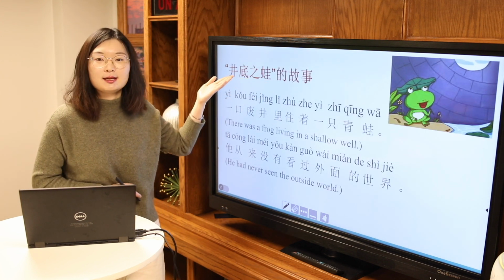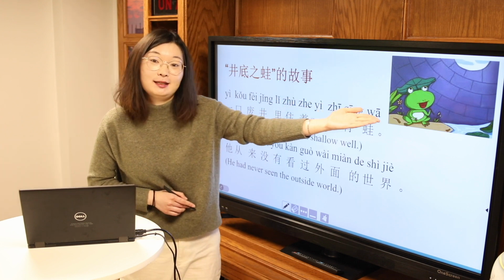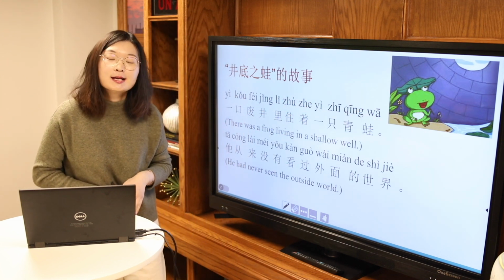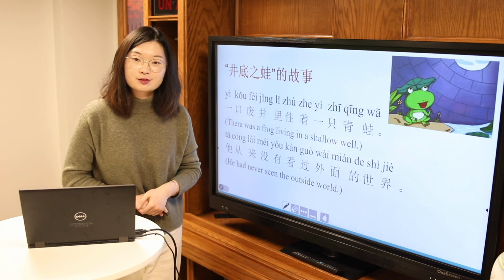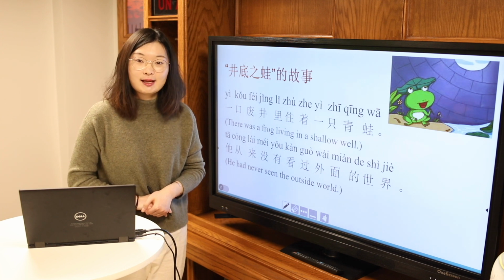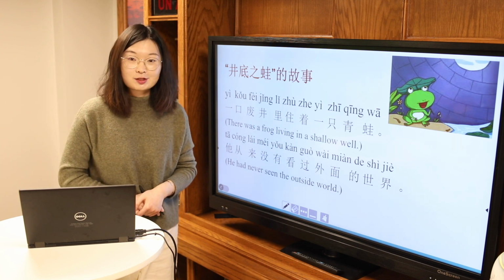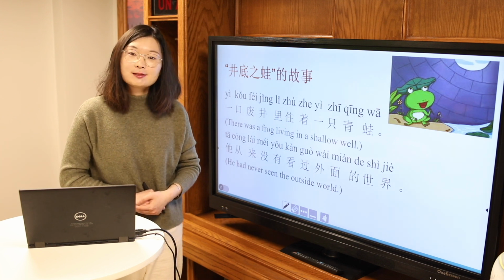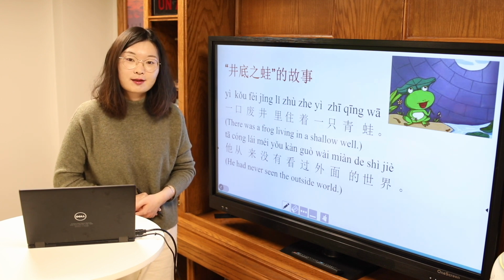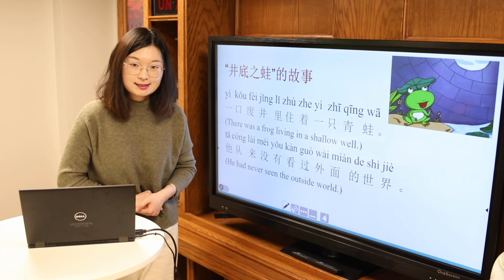of 井底之蛙. 井底之蛙的故事. So like usual, we're going to read the story together in Chinese, and then I'll explain it to you to make sure you understand. After that, we're going to write the characters together and learn how to use them in a sentence.